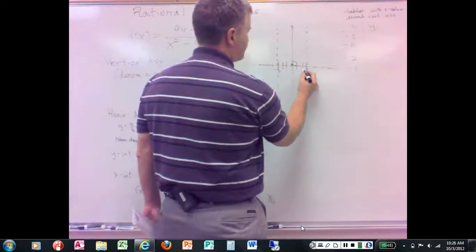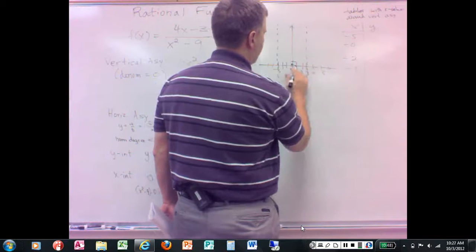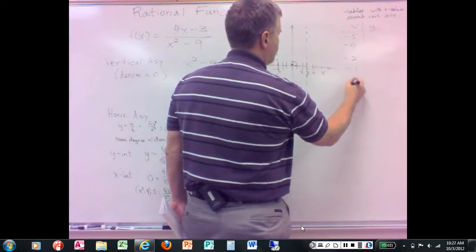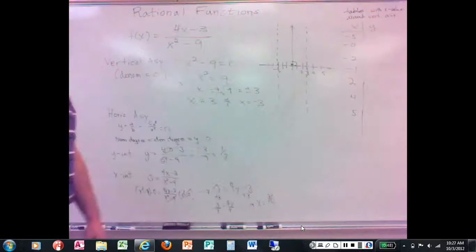Maybe it won't take too much there. For the other one, let's do 2, and how about 4 and 5? Since I've got some close over here, you could do some more if you wanted. But yeah, a few more points because I've got one more vertical asymptote there. I don't think it'd be too bad if I do that.